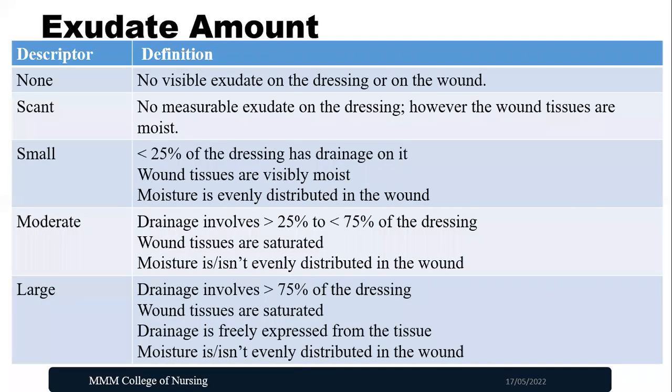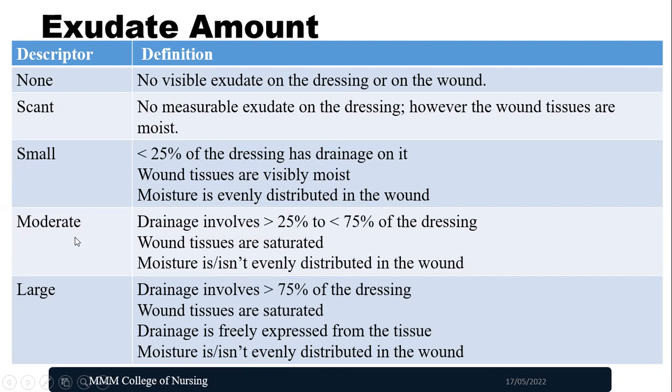The amount of wound exudate can range from none to a large amount. If there is no wound exudate, there is no visible exudate on the dressing or on the wound. We can say scant if there is no measurable exudate on the dressing, however the wound tissues are moist. If the exudate is occupying less than 25% of the dressing and wound tissues are visibly moist, with moisture evenly distributed throughout the wound, then you can say there is a small amount of wound exudate.